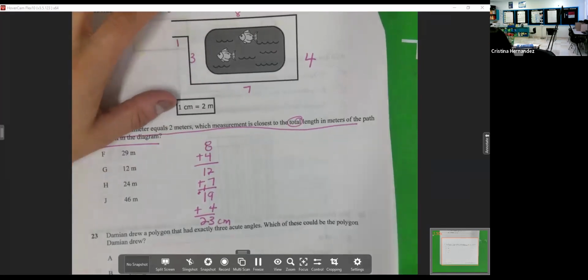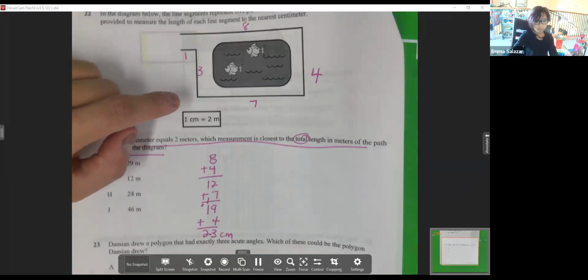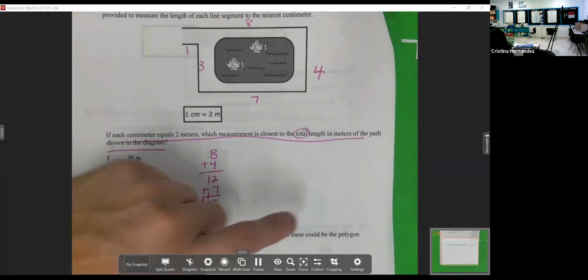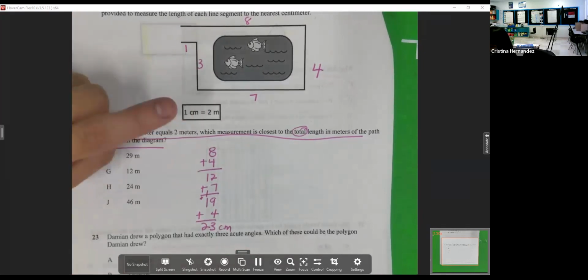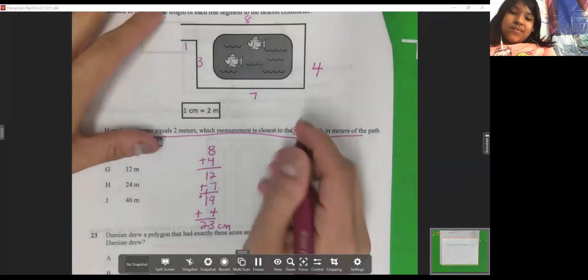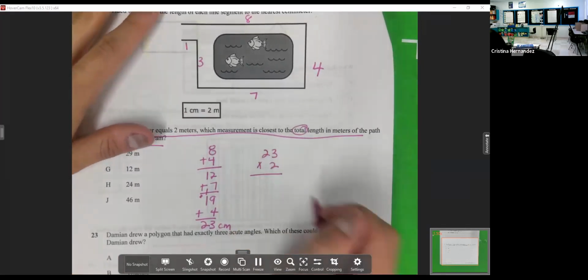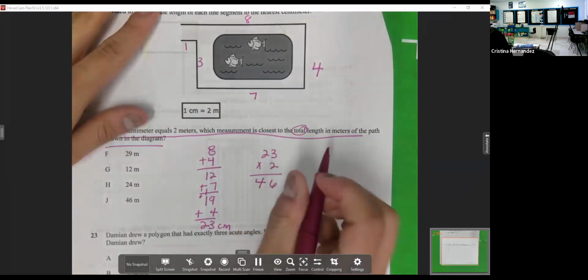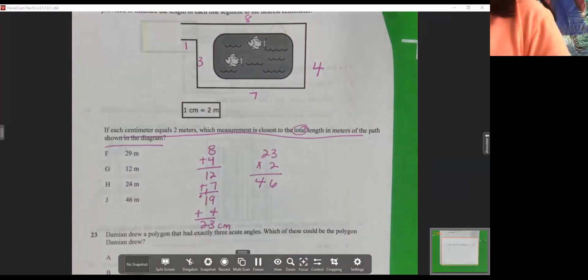Emma said earlier we could multiply each one of these times 2. But I told her let's do it an easier way. Let's add all of these. Now what can we multiply 23 times? 2? 2, yeah. Emma, you could have done it your way and got the same answer if you wanted to. I just thought it would be easier. 46.